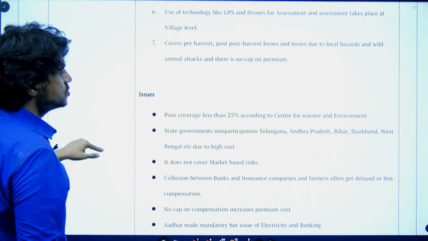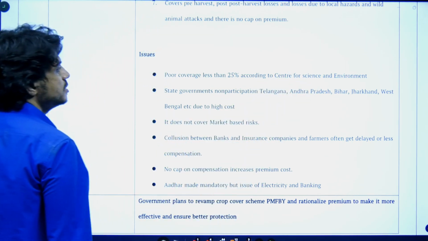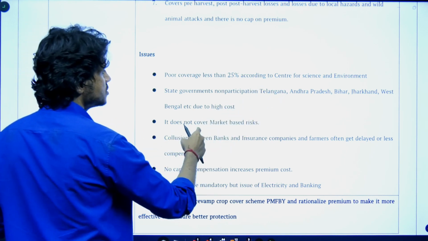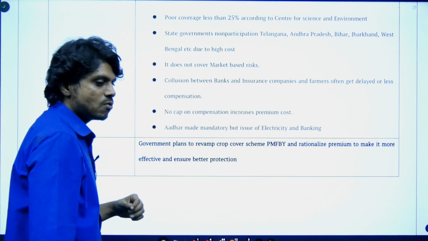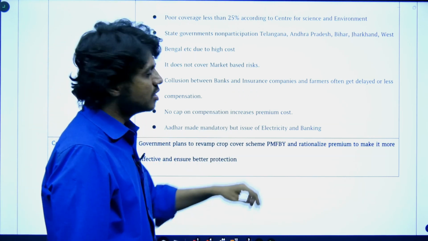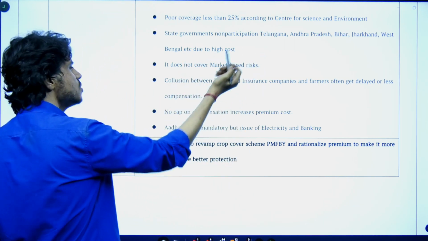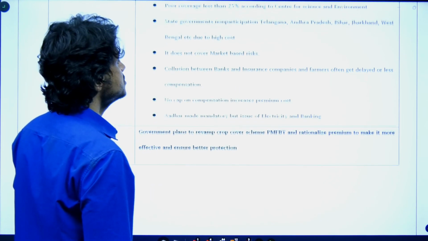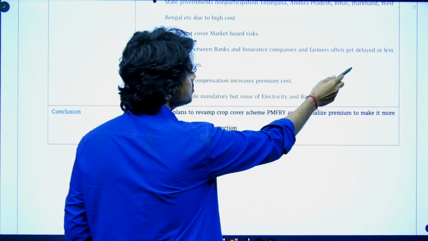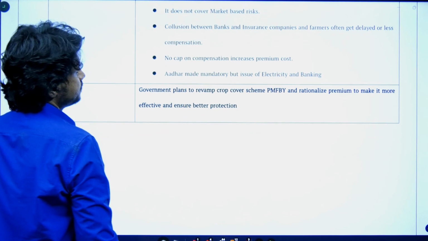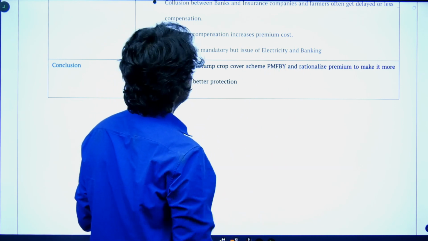So we have seen the issues. There is only 25% coverage, as given by the Center for Science and Environment. Few state governments have come up with their own schemes, say Andhra Pradesh. And this is a very simple point: market-based risk, crop failure because of a sudden rise in prices. This is covered in different places, but a few of the reports have mentioned this point, so I have added one more point: it does not cover the market-based risk. I have also mentioned the collusion between the bank, the insurance companies and farmers to delay the compensation. And no cap on compensation increases the premium cost. That's the reason state governments are withdrawing.